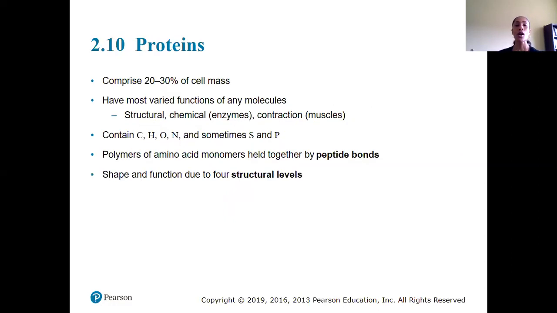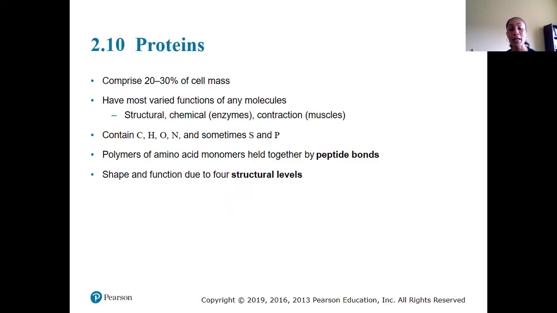So proteins are going to comprise about 20 to 30% of our cell mass. Proteins are going to be the most abundant organic compound that we find associated with our cells and really in our bodies. They have many functions. So some of the functions of proteins are going to be structural, meaning that they're important in making up the structural components of our cells. Chemical, a lot of our enzymes are going to be proteins. And then proteins are also very vital in contractions of muscle.